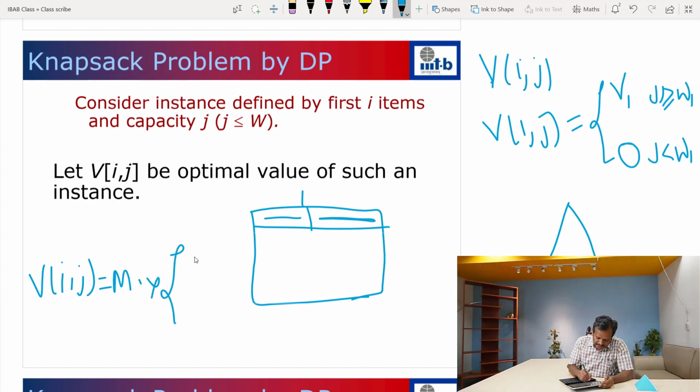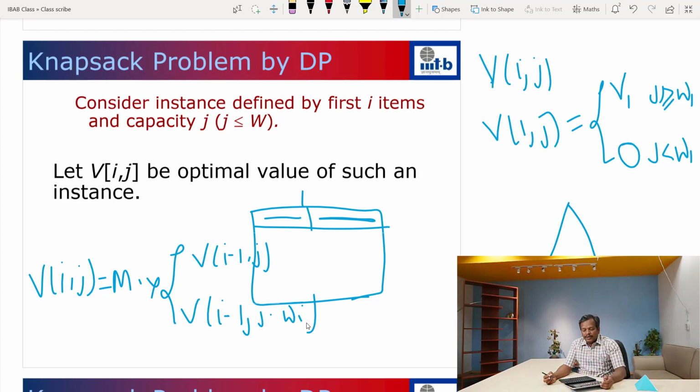So one is v of i minus 1 comma j. This is when I don't pick the ith item. Or v of i minus 1 comma j minus wi, because if I pick the ith item, this will occupy wi space in my knapsack. So I will be left with a knapsack of size j minus wi.